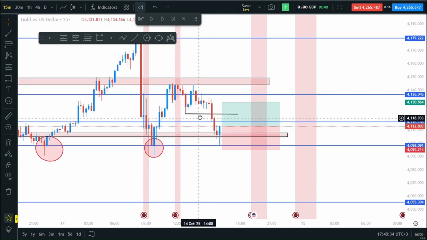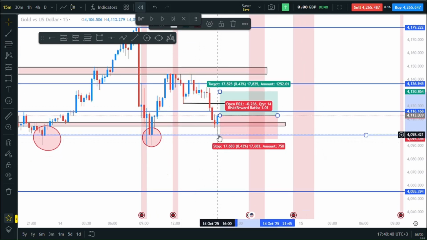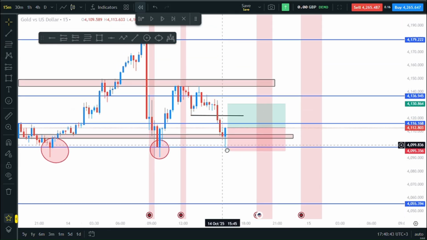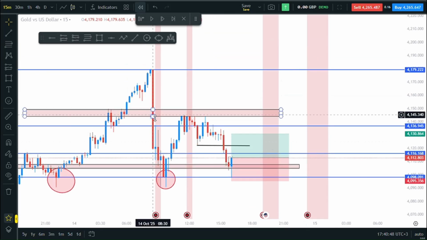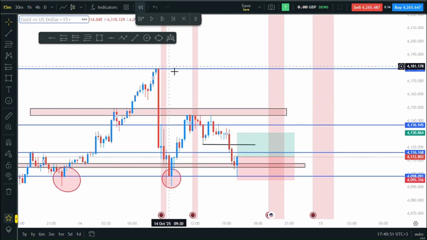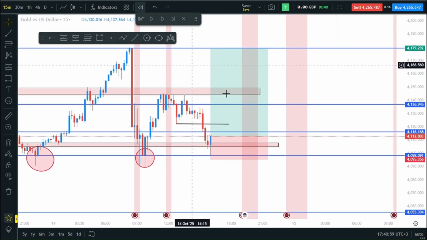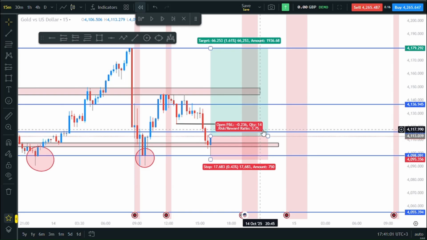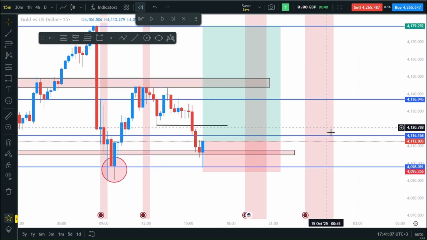My stop loss simply goes right around here under this small wick. Oh, it's a huge wick. Yeah, it's a huge wick. And my target, I simply aim for any key levels. Now right around here you can see that we have this higher high. I would like to aim for this with a 3.75 risk to reward ratio. Now let's just sit back and see what price does.